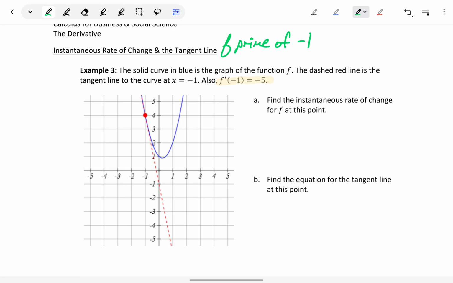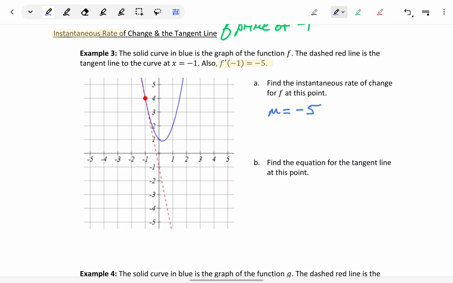And that value of -5 is the instantaneous rate of change for our function at this point. The instantaneous rate of change is also the slope of that tangent line. So for this problem, since we're given that information, there's no work that we need to do. We know that the instantaneous rate of change for this function f at this given point is -5, because f prime of -1 is equal to -5. What that's telling us is that at this specific point that we have plotted, our function is decreasing at a rate of -5. Or one way to think of that is the slope of that equation is -5.